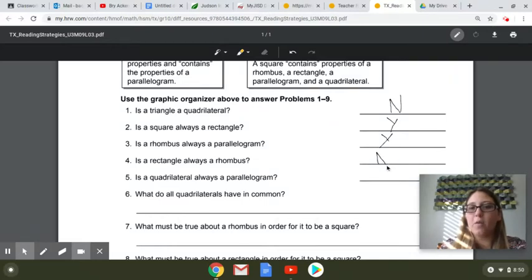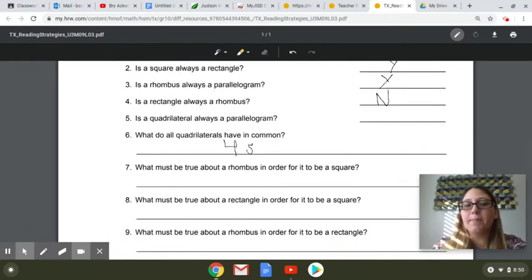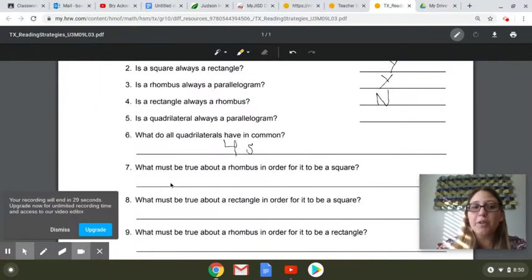So what do we know that all quadrilaterals have, right? All quadrilaterals must have four sides. That's the only thing that all quadrilaterals have in common, okay, is that they have the four sides. I'm just going to put an S, okay? What must be true about a rhombus in order for it to be a square? So we know that the rhombus, right, has four equal sides. However, in order for a rhombus to be a square, it also needs the four right angles, okay? So that's what's required there.